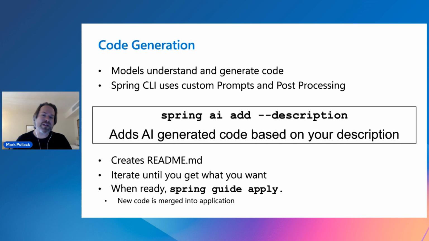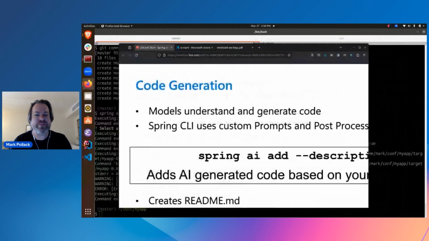So you can go and say, yeah, Spring AI add, and now you say what you want pretty much, right? You type in what you'd like. What this does is it creates a README file, and you can iterate until you see this README file has what you'd like. And you can think of it in a way as a guide. You're generating a guide. And then you say Spring Guide apply. And just like the Spring Boot add command, it now adds this code into your app.